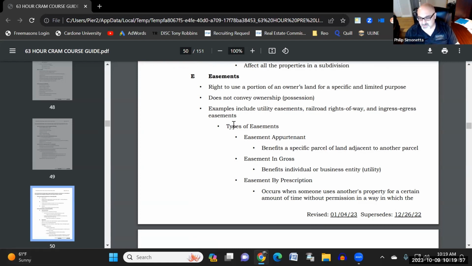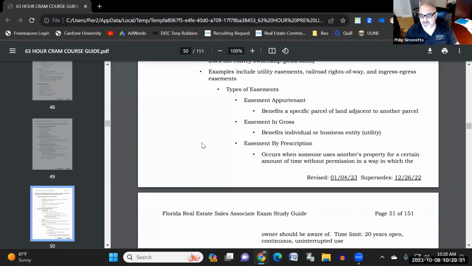So the types of easements: you have an easement appurtenant. This benefits a specific parcel of land adjacent to another. You have an easement in gross. This benefits an individual or a business entity, like a utility. So there's so many feet in the back that have to be empty. You can't put a fence up on each property so trucks can get through and things like that, right?